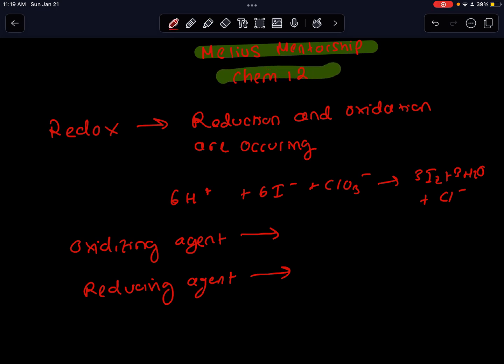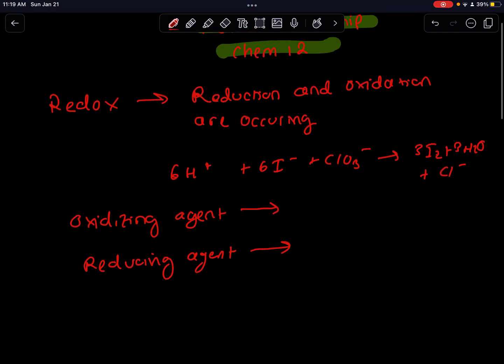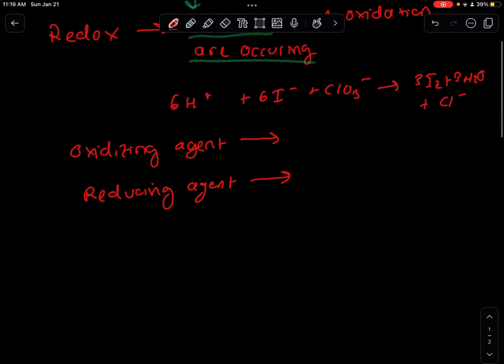Today we're going to be talking about redox and redox titrations, as well as oxidation reduction reactions and electrochemical cells. So let's first start with what is a redox reaction. A redox reaction is a reaction through which reduction and oxidation are occurring together. And so let's look at this example of a redox reaction.